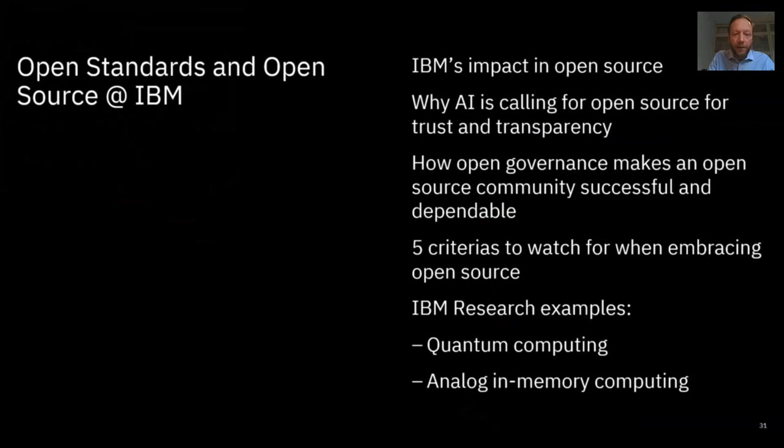I talked about the five criteria. Remember the licensing, the accessible commit process, the diverse ecosystem, the participative community, the open governance model that one should really watch for when you embrace open source, be it as a user or as an active contributor. And then I wanted to illustrate these with two projects that come from research, where we are heavily involved also in Zurich, on the quantum computing side and on the analog in-memory computing side.